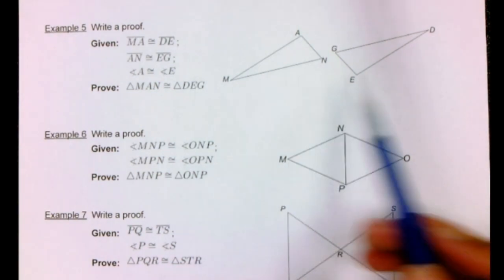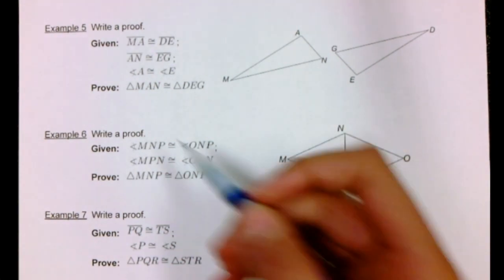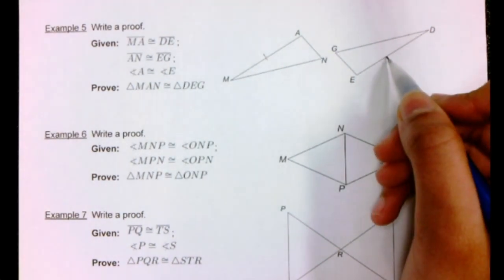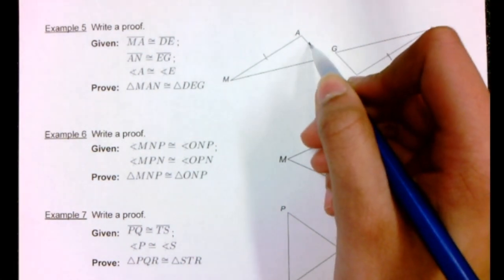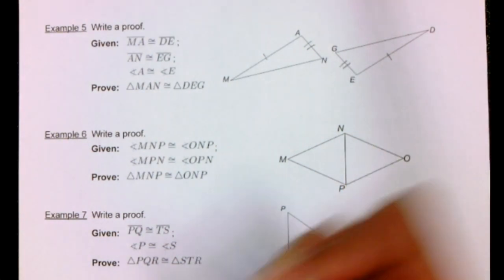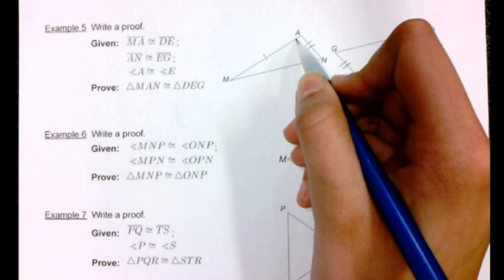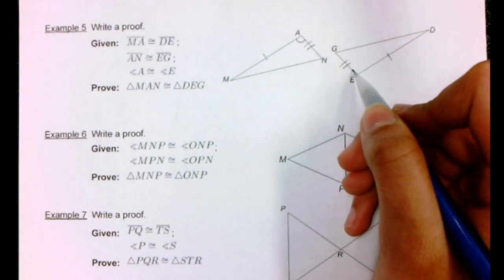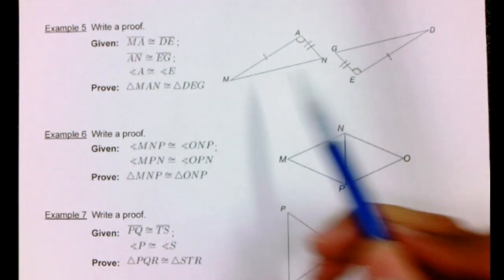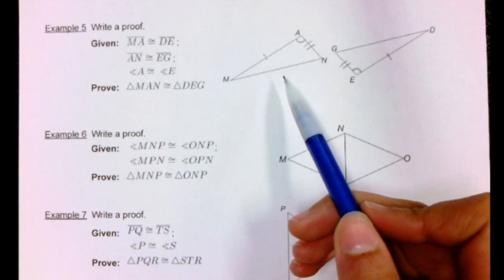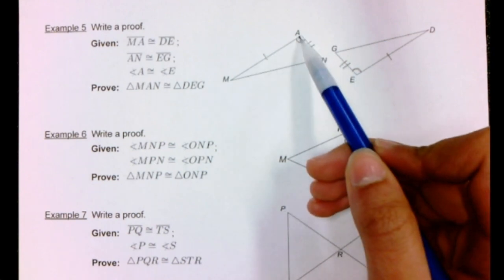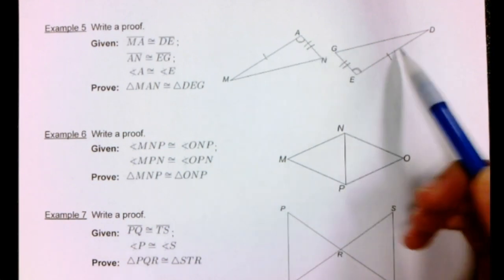Example 5. We need to prove these two triangles congruent. It is given that side MA equals side DE, that side AN is equal to side EG, and that angle A is congruent to angle E. Now, in order to prove that these two triangles are congruent, we use the SAS congruence theorem, because this side, this angle, and this side are congruent to these.